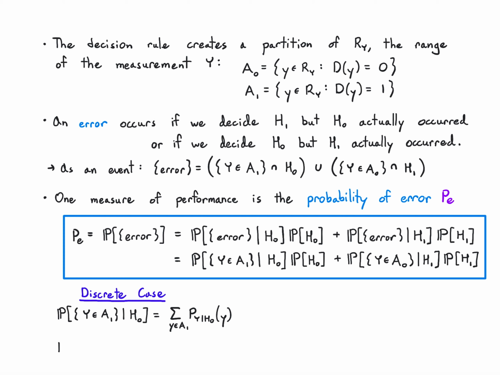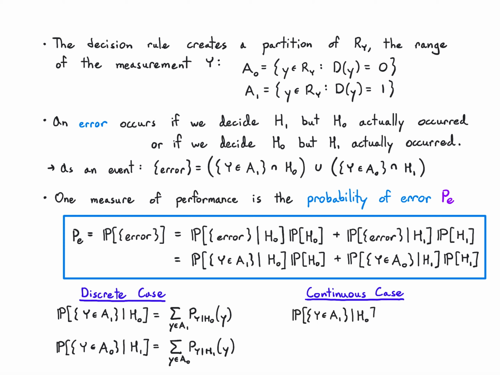We're going to see examples of this. Same thing for y falling into A0, given that H1 occurs: I sum up over the values of A0 the conditional PMF of y given H1. In the continuous case, I'm going to do the same exact thing, but I'm just going to replace the sums with integrals over the region A1 with the conditional PDF given H0, and here an integral over the region A0 with the conditional PDF given H1. Okay, and so this is all kind of abstract. It's going to be easier for us to understand what's going on if we visualize it. So this is just a quick intro to probability of error, but let's visualize it.